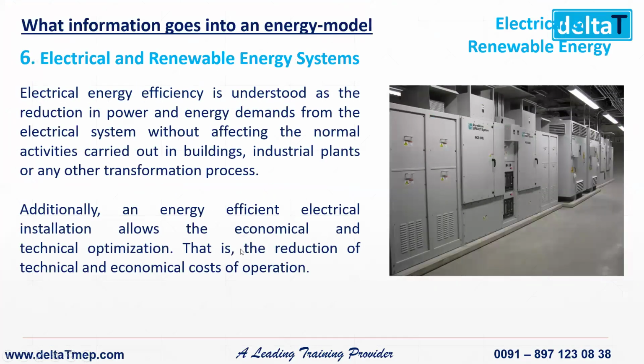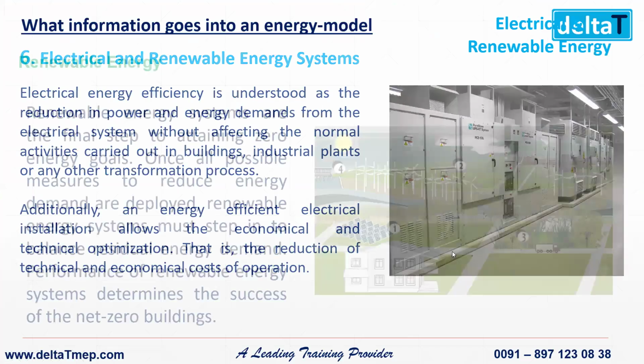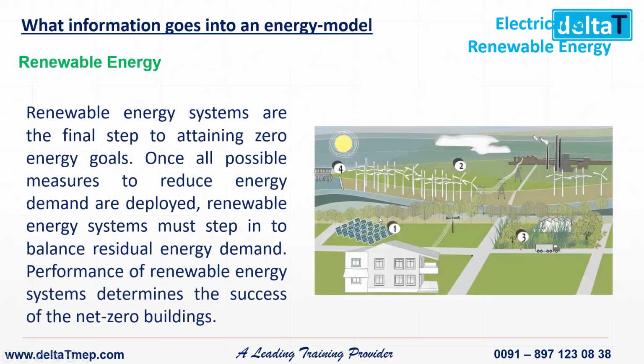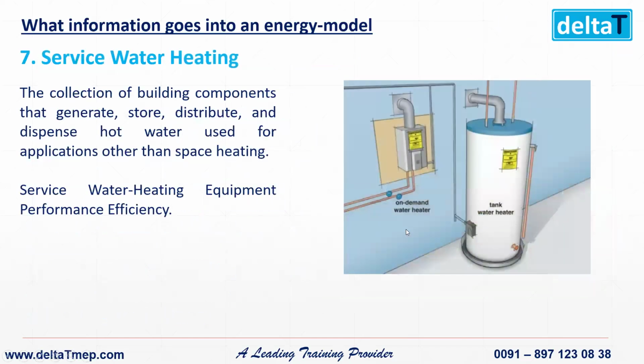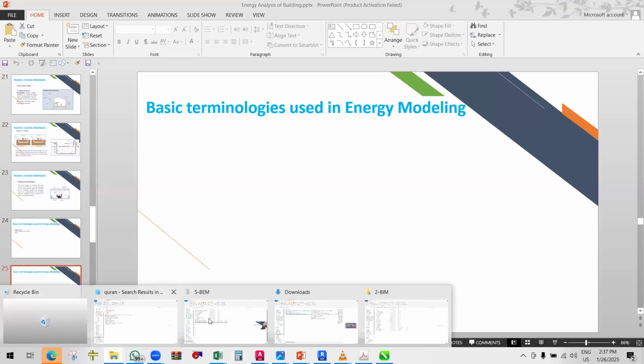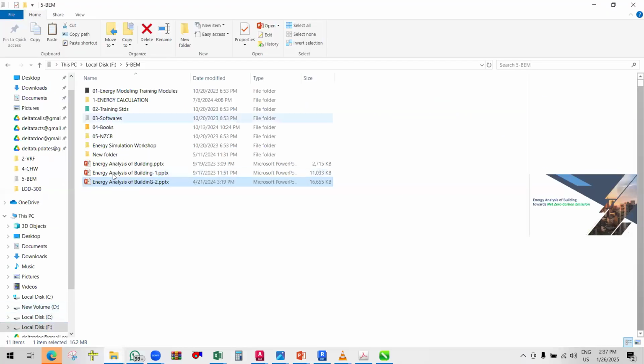And then the electrical and renewable energy system. In this we can save energy from the electrical side, that is the transformer. And renewable energy: wind towers and solar panels. And service water heating. Imagine you are designing a building for European countries. More hot water is required, so more heating system is required. For more heating, we require more power consumption. Now we will see a report. Like if you see, we have a report.